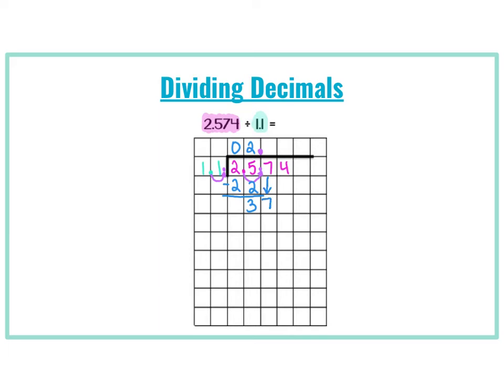11 can go into 37 3 times. 11 times 3 is 33. When we subtract 37 minus 33, we have 4 left over. We'll bring down our 4. 11 can go into 44 4 times. 11 times 4 is 44 exactly. We get a remainder of 0 and we have no more numbers to bring down. So our answer is 2 and 34 hundredths.